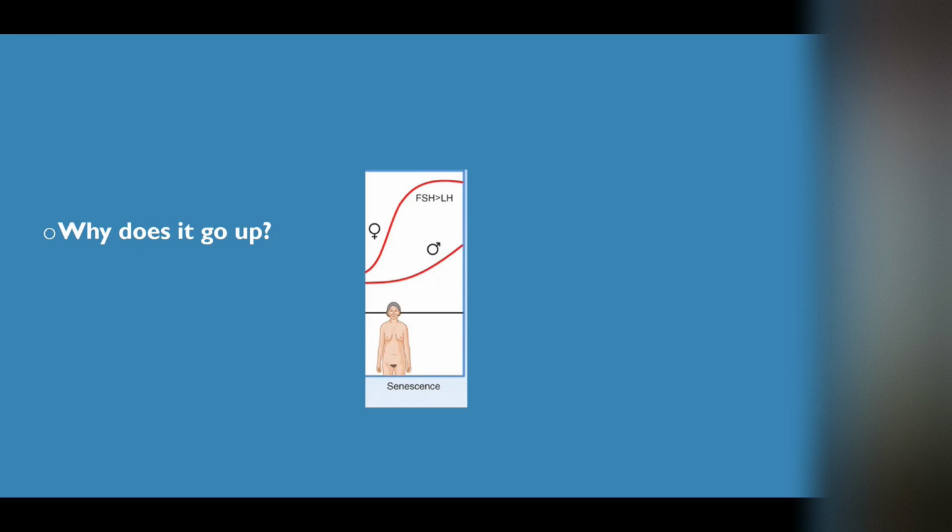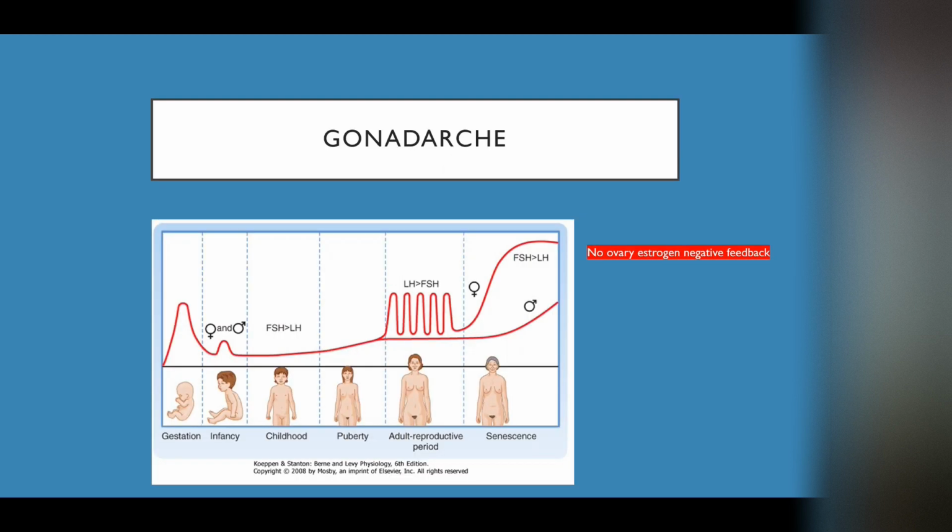Then we have the senescence, so that's senile. This is the woman, right? Why does it go so high in women? It goes pretty high, pretty fast. Why? FSH, LH. Why do they go so high? No negative feedback. Bravo, Sriram. Good. That's no negative feedback. Good, Aditya. So there is no ovary estrogen negative feedback because all the follicles are atrophied. Okay, good. So that's a review.